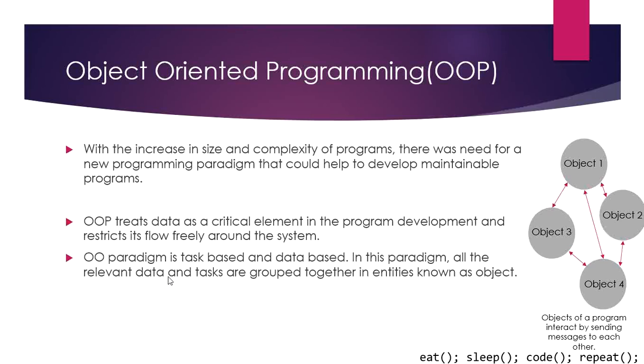So the object-oriented programming paradigm is task-based and data-based. So what you want to do and on which data you want to do it is important. In this paradigm, all the relevant data and tasks are grouped together in entities which are known as objects. Okay, like let us say you have an array, and you want to perform some specific tasks on this. Consider a list of numbers stored in an array. The procedural or structural programming paradigm considers this list as merely a collection of data.